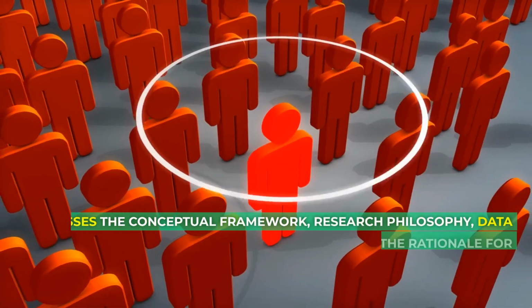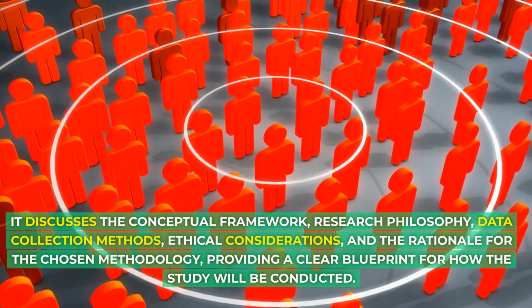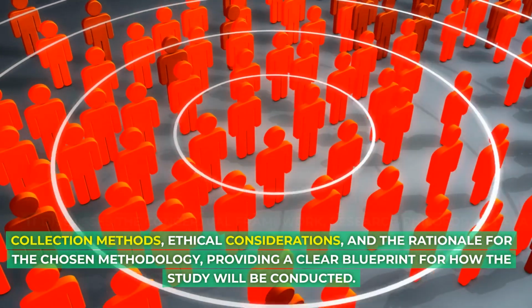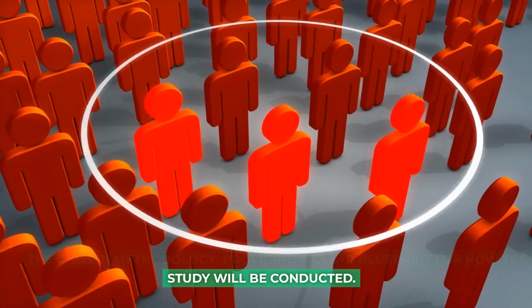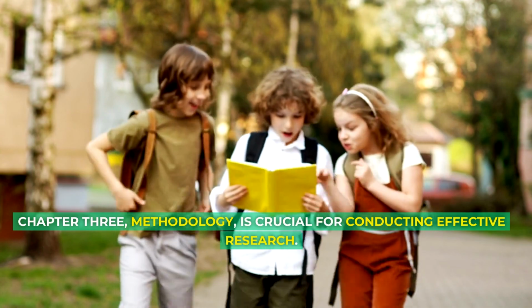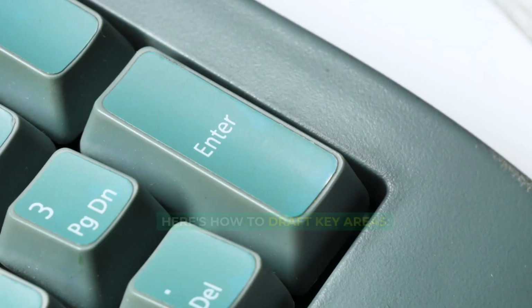It discusses the conceptual framework, research philosophy, data collection methods, ethical considerations, and the rationale for the chosen methodology, providing a clear blueprint for how the study will be conducted. Chapter 3, Methodology, is crucial for conducting effective research. Here's how to draft key areas.